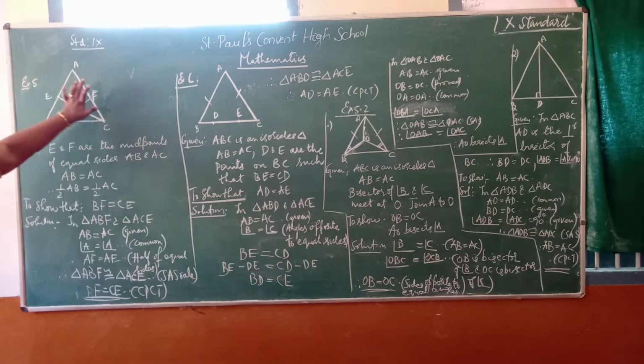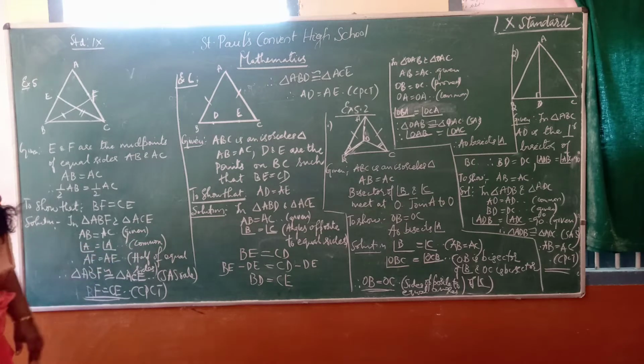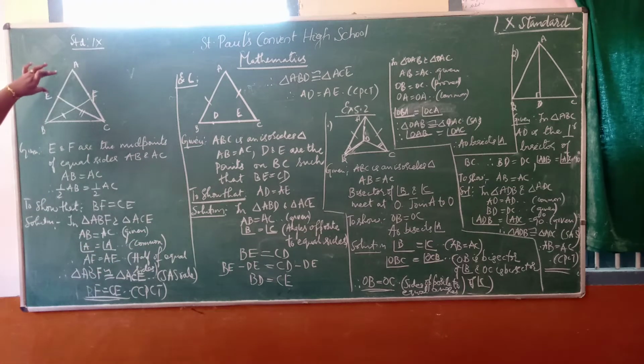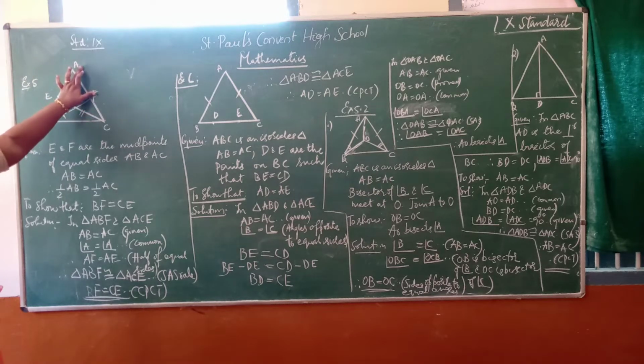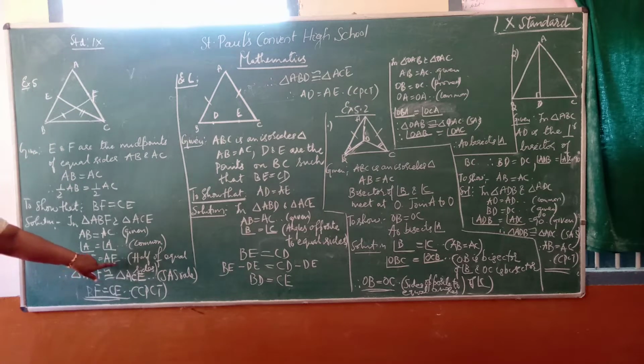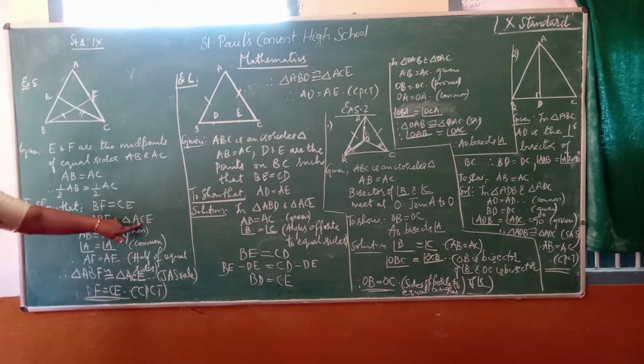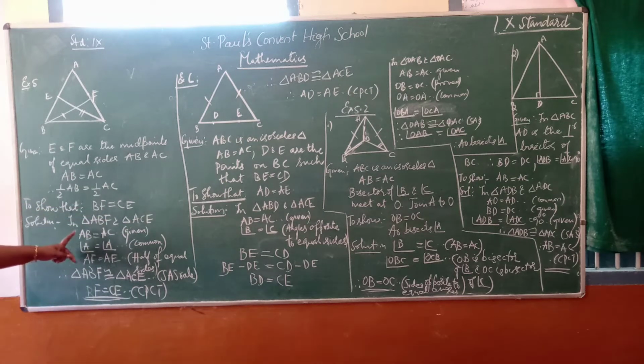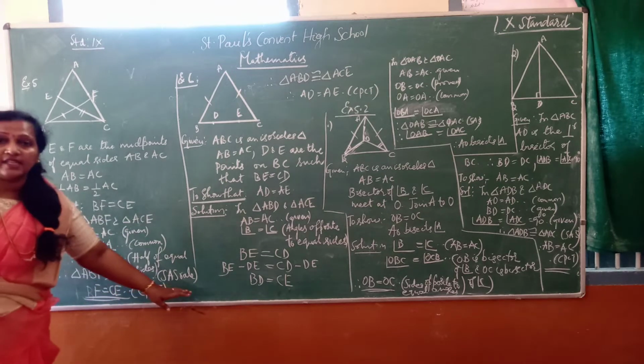AB is equal to AC. It is given. And this angle A is common to both the triangles. Angle A is equal to angle A. And then AF of triangle ABF will be equal to AE of triangle AEC. So AF is equal to AE, half of equal sides. Therefore, triangle ABF is congruent to triangle ACE. By which rule? Two sides, one angle means SAS rule.